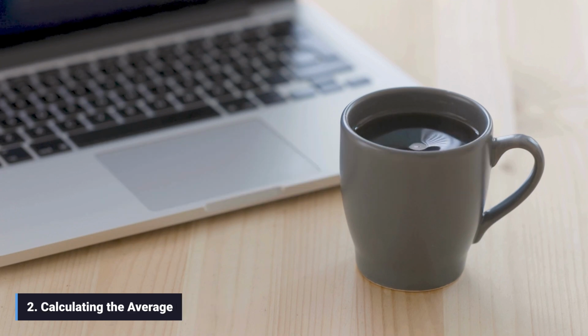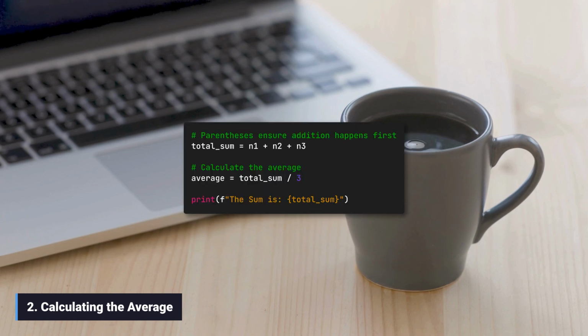2. Calculating the average. The average is the sum of the numbers divided by the count of the numbers. It is crucial to use parentheses to ensure the addition is completed before the division, respecting the operator precedence rules.